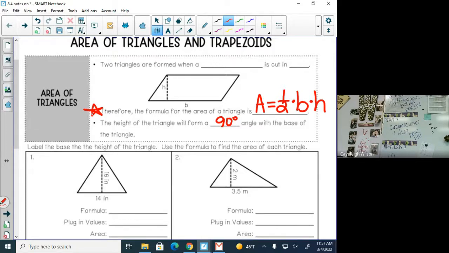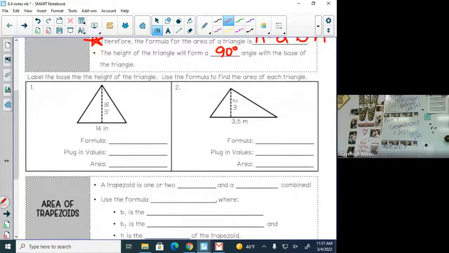Okay? All right, so looking at number 1, it says label the base and the height of the triangle and then use the formula to find the area of each triangle. So when we go to take our test and stuff, all of these shapes are going to be thrown together on the same paper. So the first thing that you always want to do is identify what shape it is. So this is a triangle, and they're asking me for area, so I know I'm using 1/2 times base times height. Okay? Now, we're talking about the bottom base of this triangle.